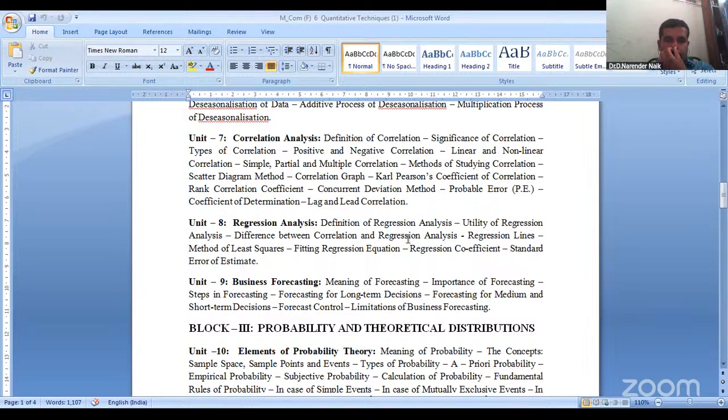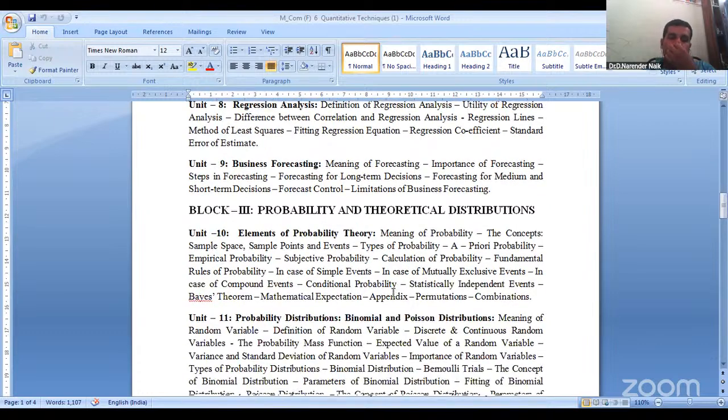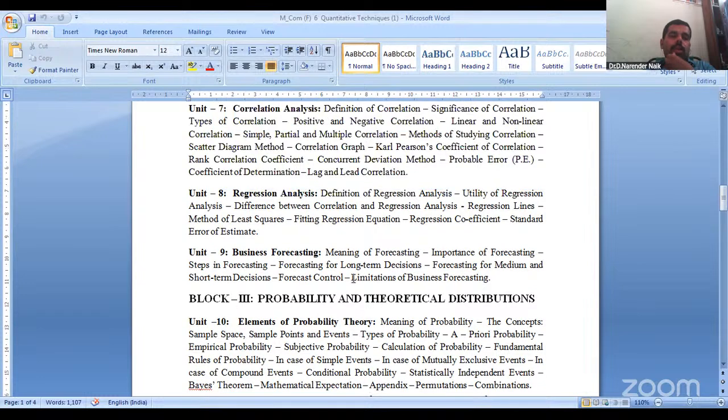The next one is business forecasting. Here, meaning of forecasting. Forecasting means estimation about the future. So importance of forecasting, steps in forecasting, forecasting for long-term decisions, forecasting for medium and short-term decisions, forecast control, limitations of business forecasting. This is completely theoretical concepts only. Till unit number 9, the correlation analysis and regression analysis have a problematic part. The remaining is theory. And so here we conclude block number 2.